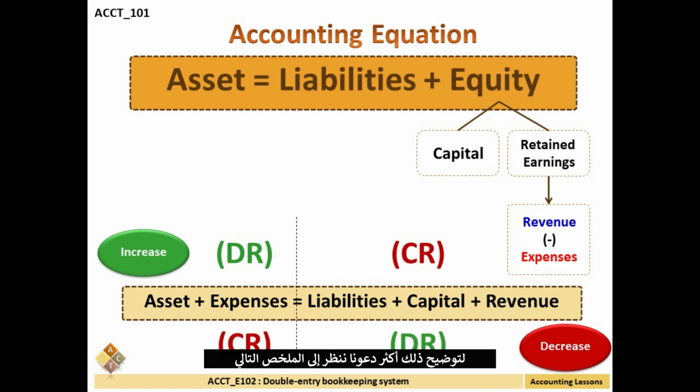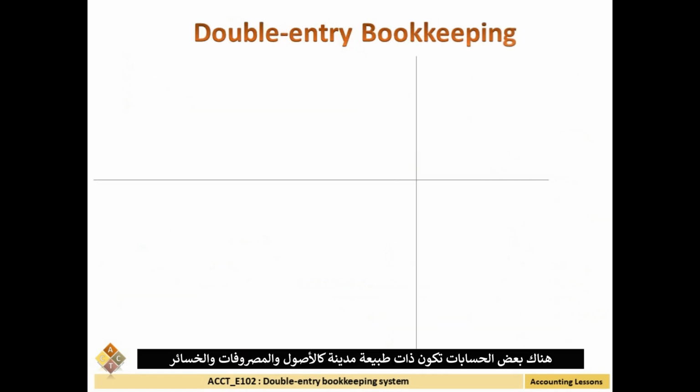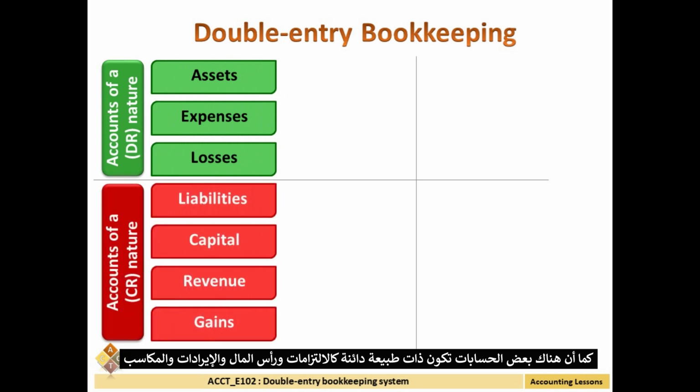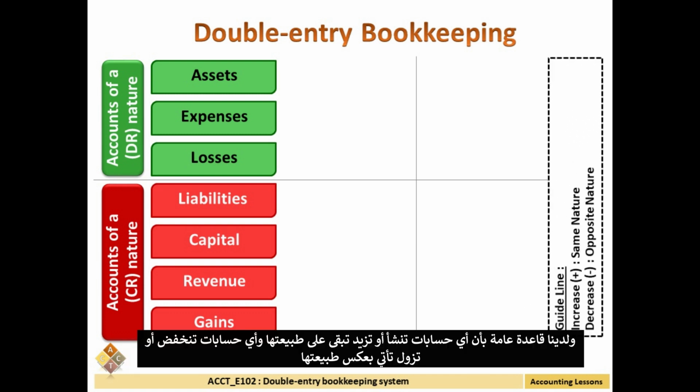For more clarification, let's see this summary. There are some accounts of a debit nature, such as assets, expenses, and losses. And also there are accounts of a credit nature, such as liabilities, capital, revenue, and gains. We have a general guideline. When any of those accounts are increased, they will be in the same nature. And when one of those accounts is decreased, it will go to the opposite nature.